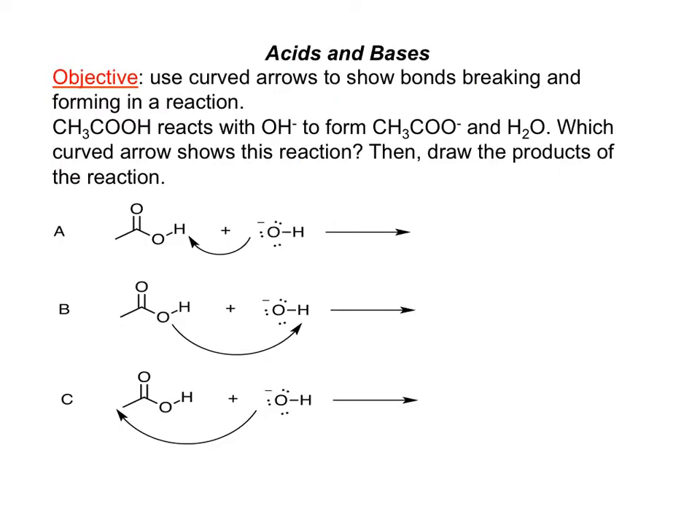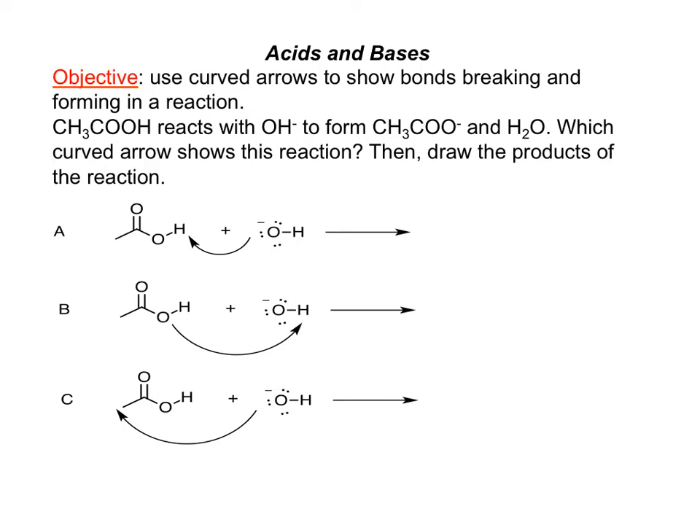So let's practice. CH3COOH, acetic acid, reacts with the hydroxide ion, OH-, to form the acetate ion, CH3COO-, and water. So stop the video and identify which curved arrow shows this reaction, and then draw the products of this reaction based on your curved arrows. So the answer is A.